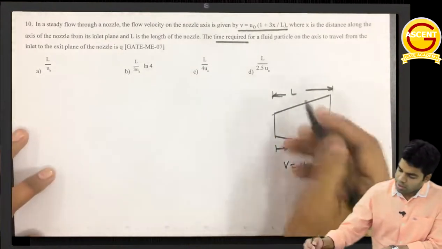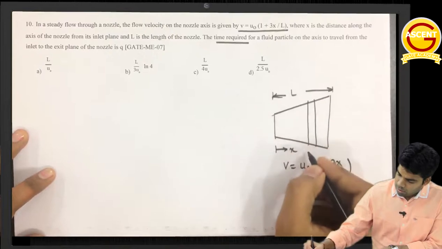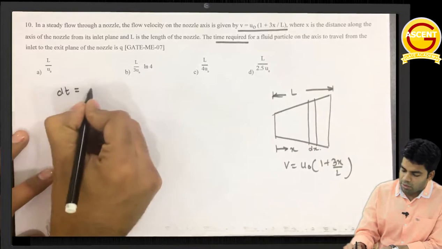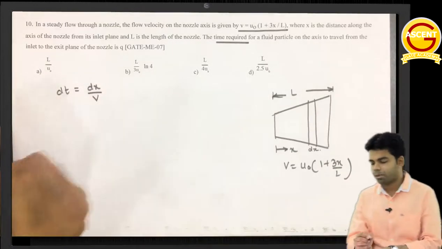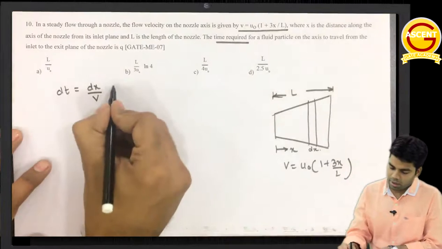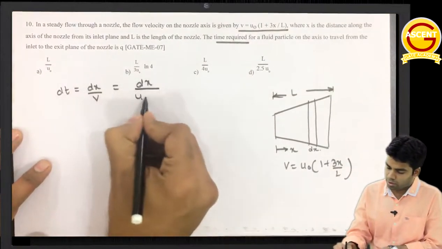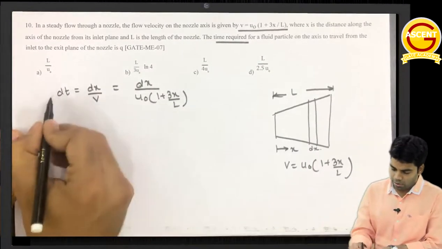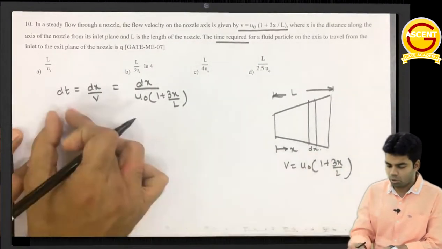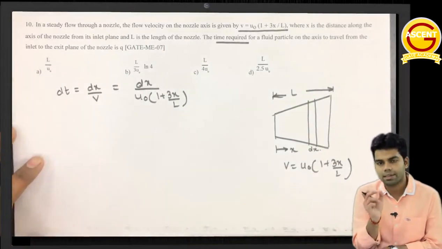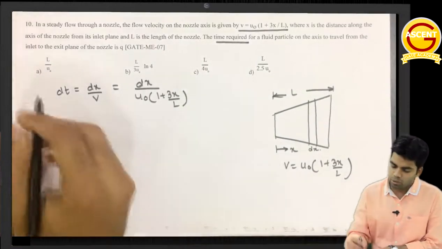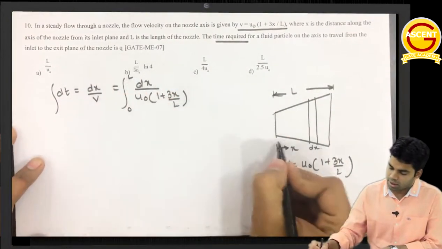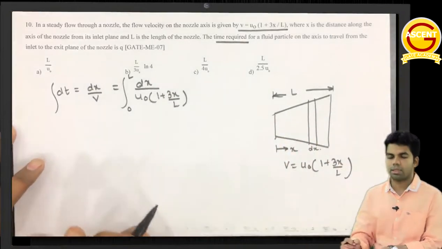Suppose we are considering a very small width element, dx. The time required, dt, will be equal to dx upon v, distance upon velocity. So dt = dx / (u0(1 + 3x/L)). Getting this? This is the small time for covering distance dx. If we want to determine the total time, we will have to integrate it, from 0 to L. The distance here is 0, and the total distance here is L.